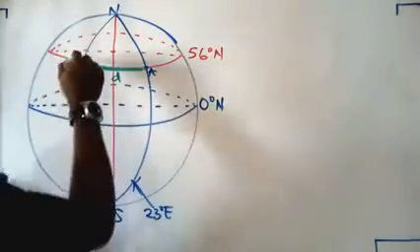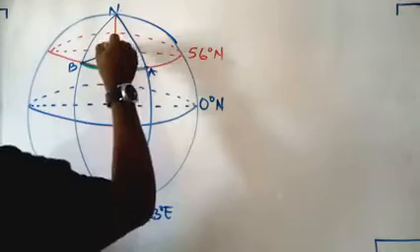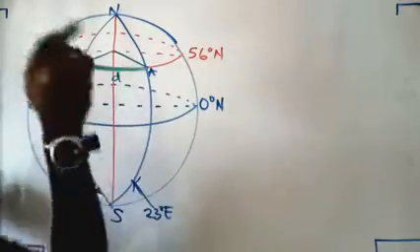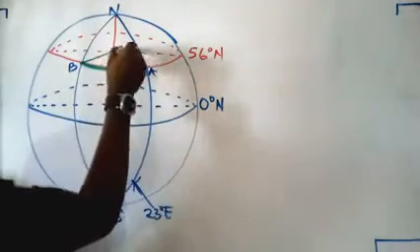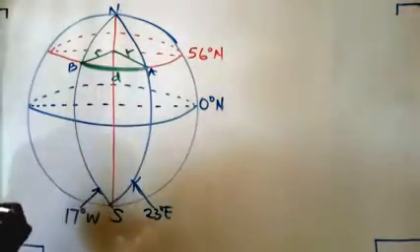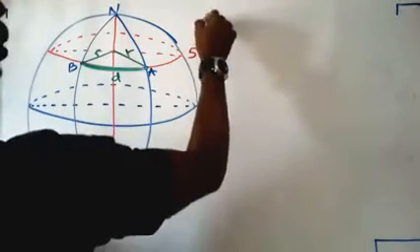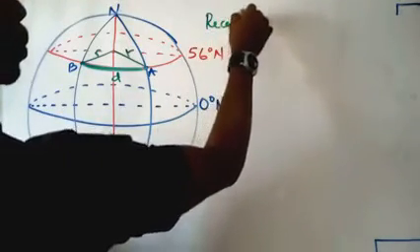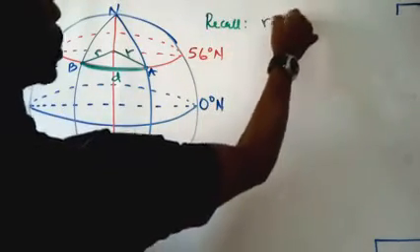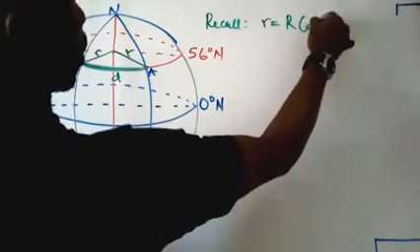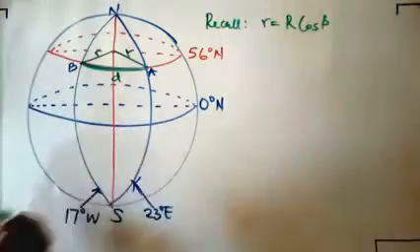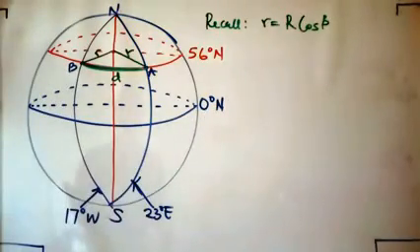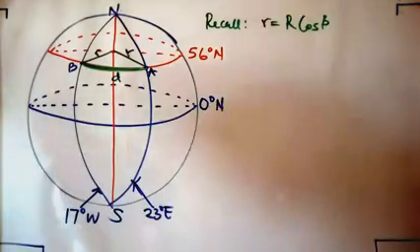Because it's along latitude, I will trace to the center of the latitude. Latitude is a small circle. I'll use small r. And remember, small r is equal to capital R cos the given latitude.